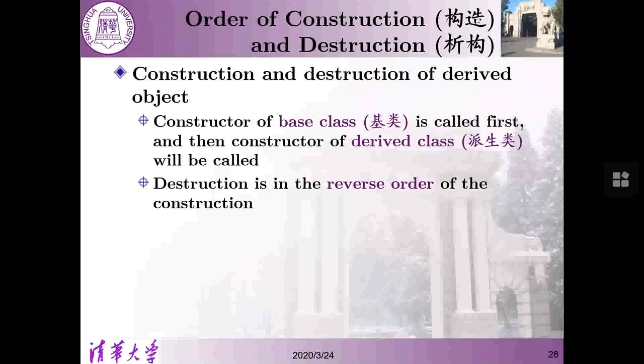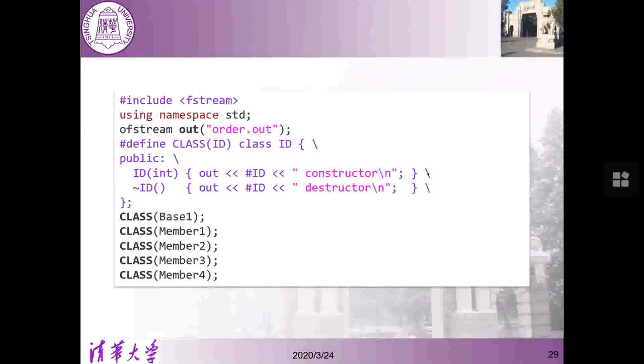Order of construction and destruction. We just need to memorize it, I think. First is the base class object, and then the derived class object. This is the order of construction. And then destruction is in the reverse order. Okay? Reverse order. So here is an example showing how the objects are constructed and destructed.